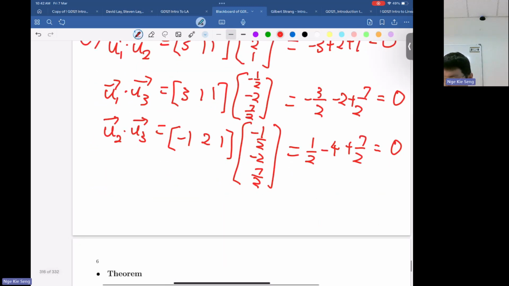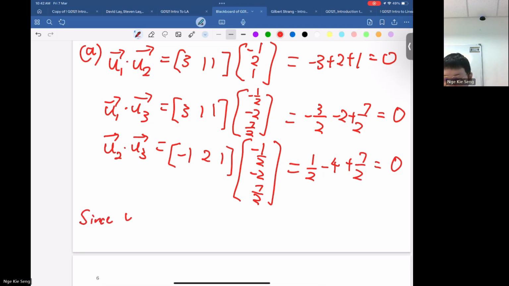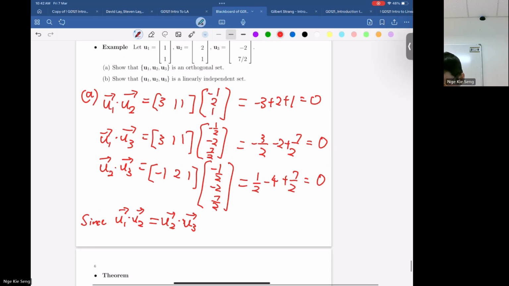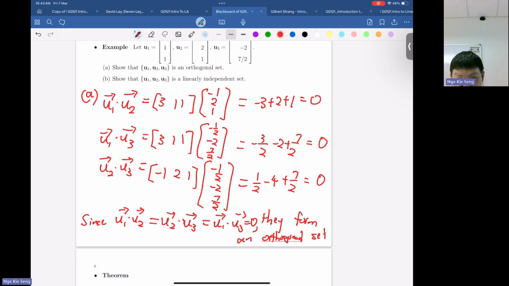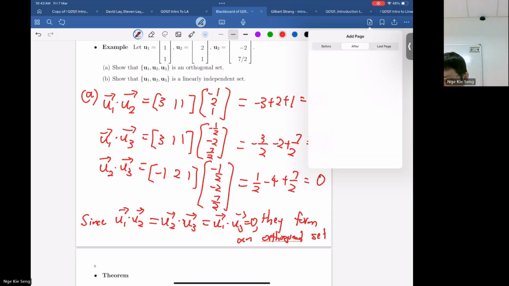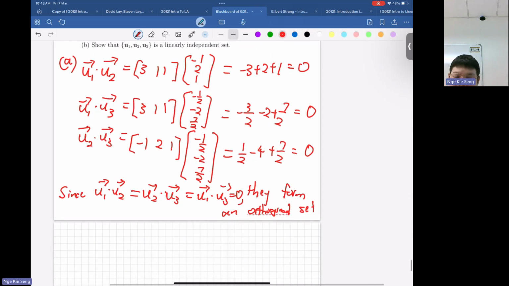Okay. So since each distinct pair has a dot product of 0, then this set is an orthogonal set. All right. How about the next one? Linearly independent. How do you check that? What do you do? Maybe you tell me. We're not calculating this. What do you do?